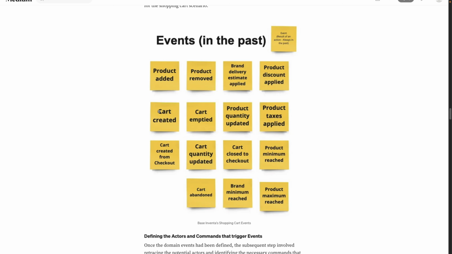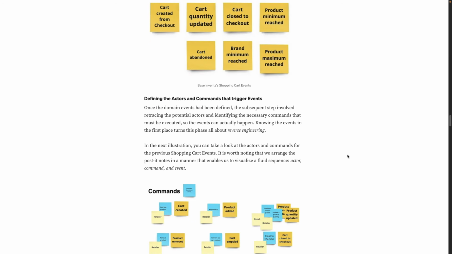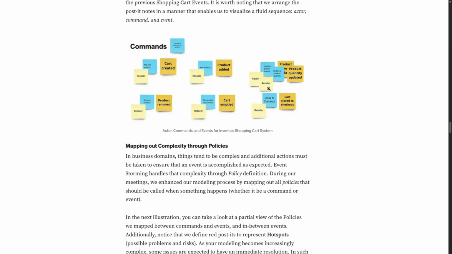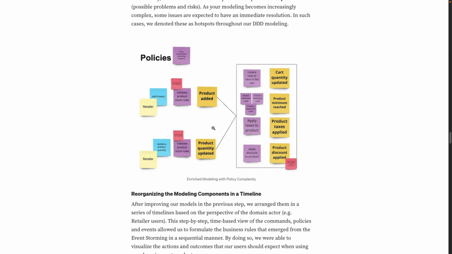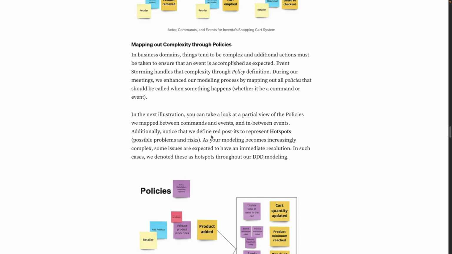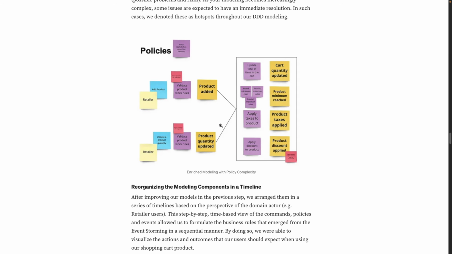What can be the events? A cart created, cart emptied, product removed, cart abandoned, and so on. So you probably already can imagine what the events can be. Then we're also going to go to commands like proceed to checkout, remove product, and so on. And also we're going to identify the users, which are, for example, a retailer, or a customer, and so on. And we're going to have policies. Now, I'm not going to dive deep into event storming in this video. I'm going to do it in the next video.